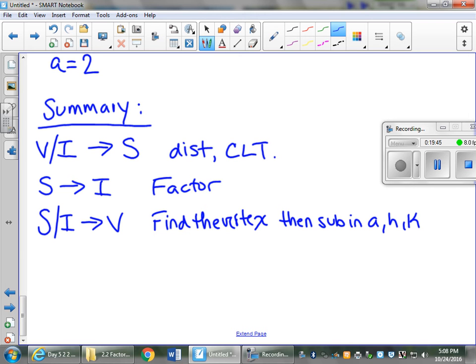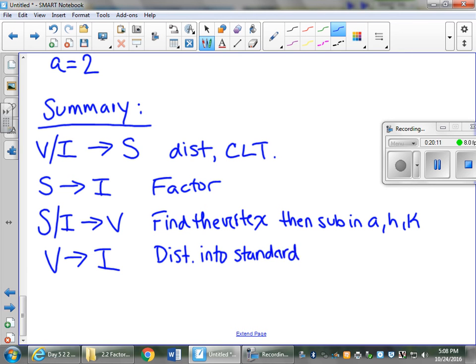And the only one that we didn't do, because there's no direct way to do it, is vertex to intercept. So it's going to start in vertex form, and you need to get it into intercept form, which is factored. You can't do it right away. So what you would have to do is first distribute it into standard form, because you do know how to go from vertex to standard. And once you've distributed it into standard form, then you can factor it into intercept form.